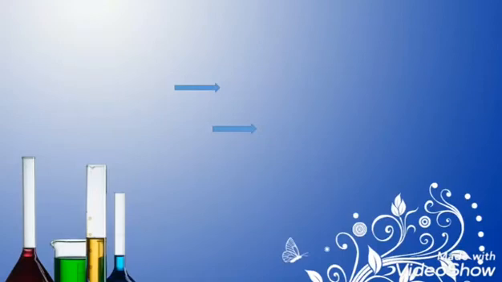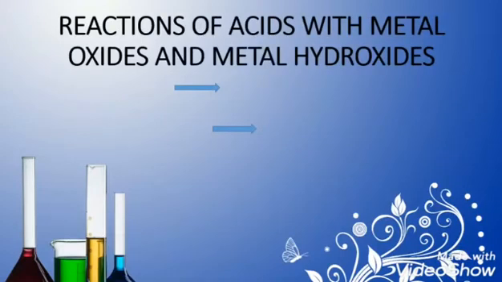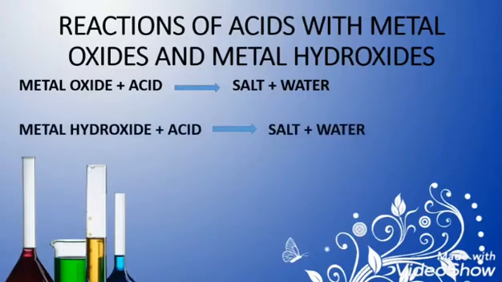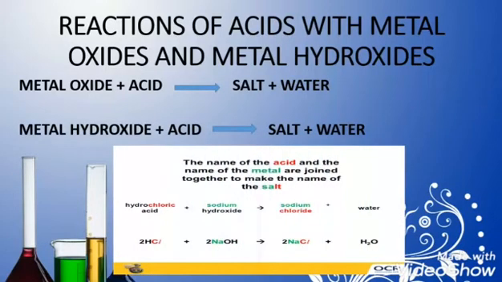The second reaction of acids is with metal oxides and metal hydroxides. When a metal oxide reacts with acid, the products would be salt and water. The same case when a metal hydroxide reacts with an acid, you also form salt and water. For example, hydrochloric acid reacting with sodium hydroxide. Since you use hydrochloric acid, the name of the salt would be sodium chloride plus water.